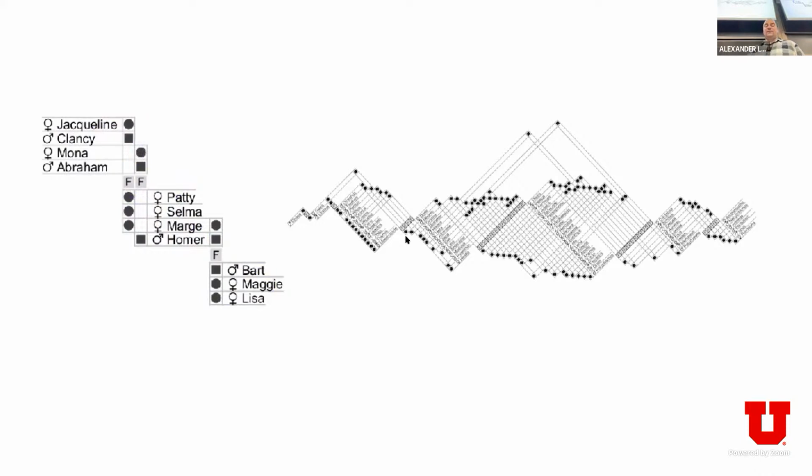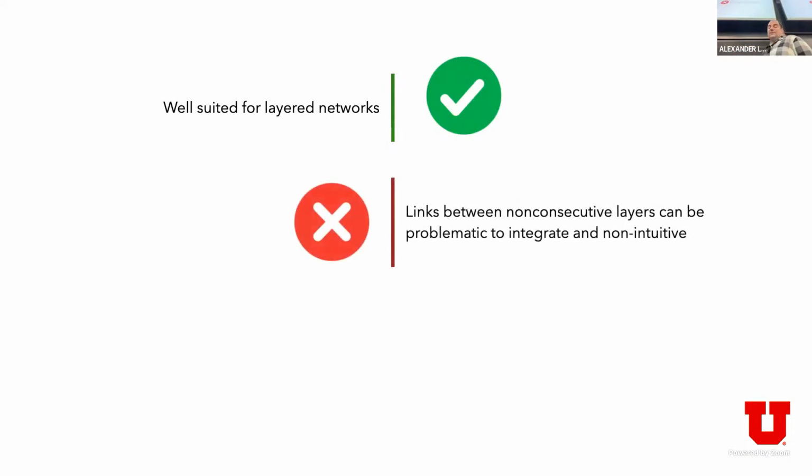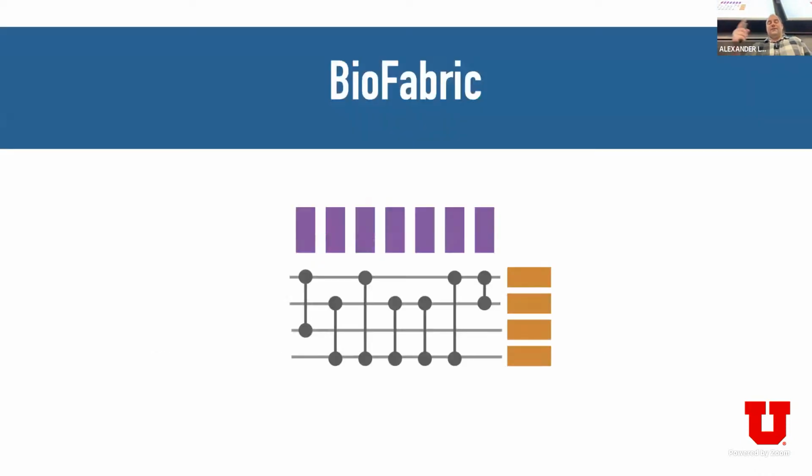And people have used this for visualizing very large genealogies. And it's useful to do that way, because it's a better layout than if you had a tree. So yeah, you can use these quilts for layered networks, but you can't really show any links between non-consecutive layers. So they can be problematic to integrate. They can be integrated, but usually it looks pretty bad. And we do recommend these for layered or k-partite networks with no or limited skip links, so links that jump.